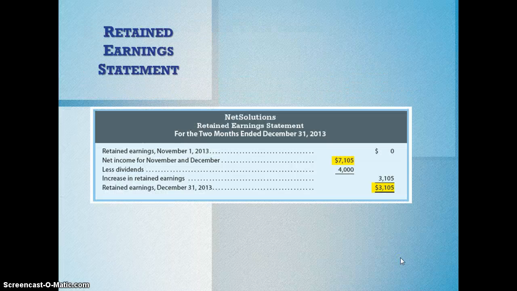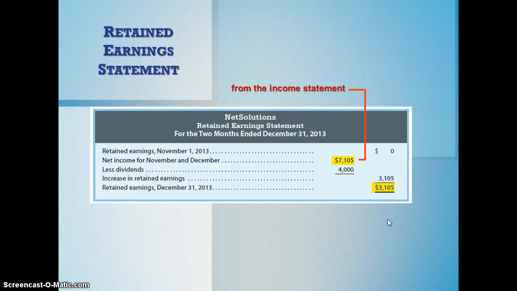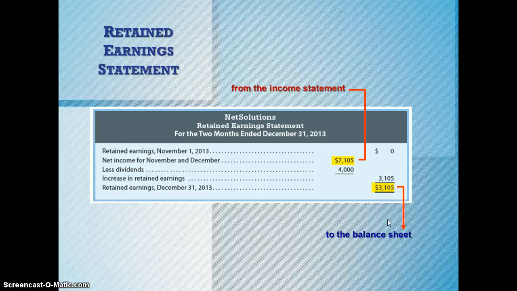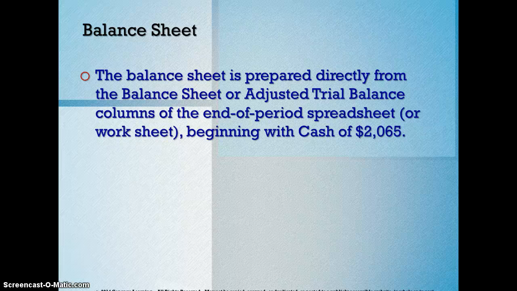And that's our retained earnings statement. The retained earnings statement is beginning plus net income less dividends gives us a new ending retained earnings balance. And that new ending retained earnings balance will go to our balance sheet. Okay, we again prepare this directly from the adjusted trial balance columns or the balance sheet columns.